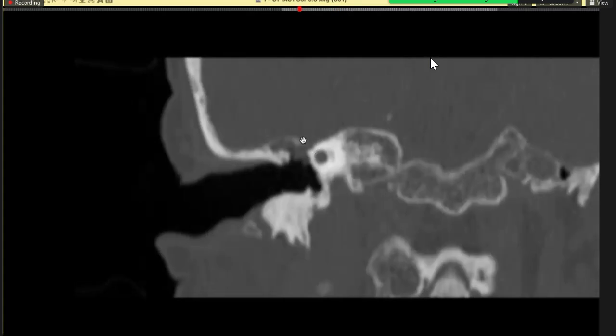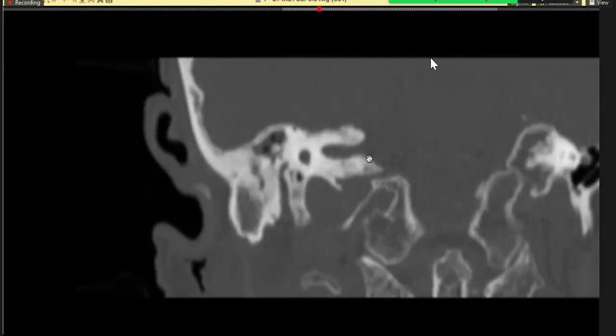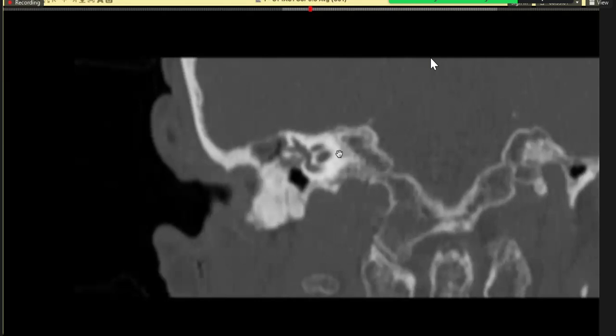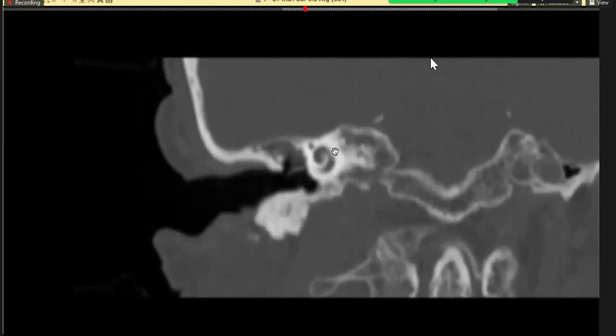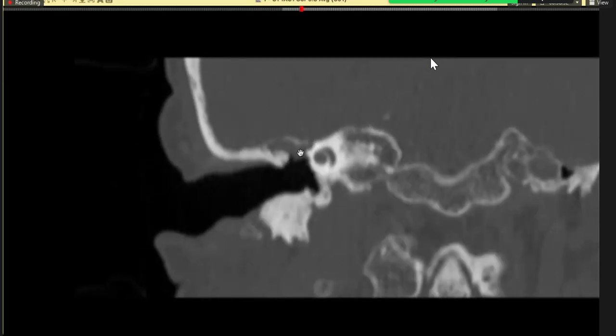But here, where I'm pointing out, there is a definite dehiscence. There is a definite dehiscence. Let's go and trace the facial nerve. So this is the internal auditory canal, and here is the owl, the labyrinthine portion. It goes here, and now you are convinced.